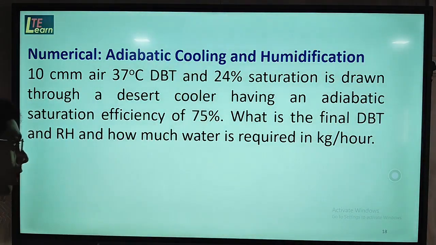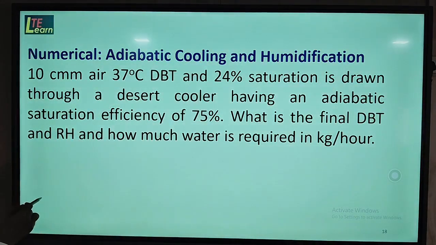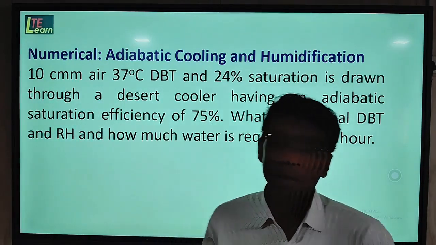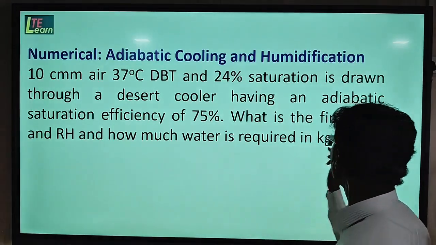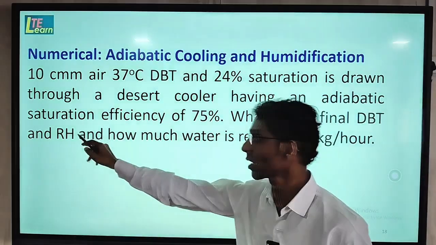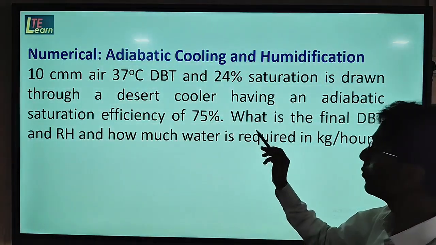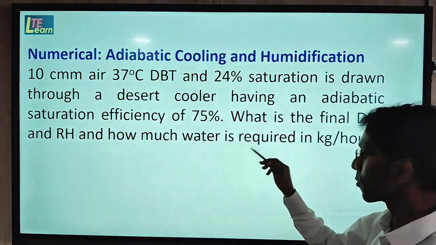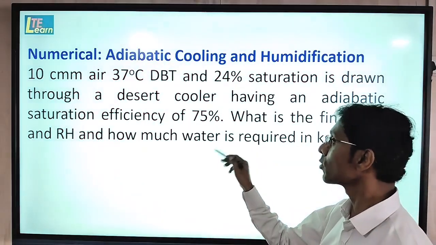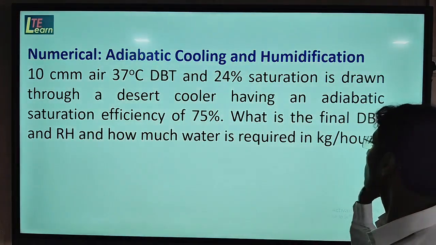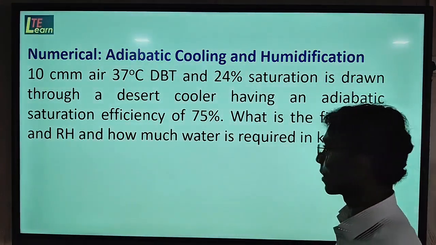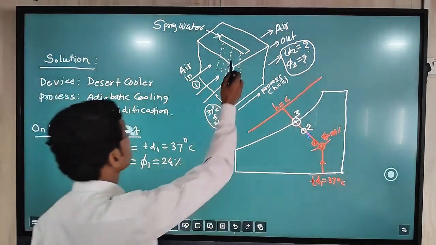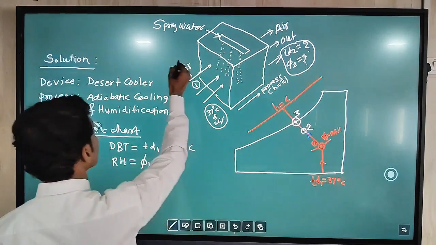So here the output expected is the condition of air at the outlet of the desert cooler in terms of dry bulb temperature and relative humidity. And to complete the humidification process, the amount of water required is asked in kilogram per hour. So here this is a desert cooler diagram.